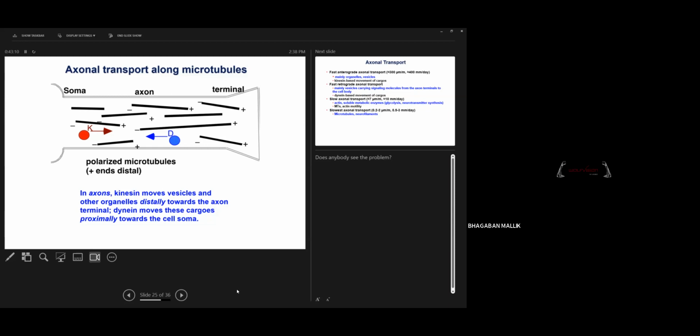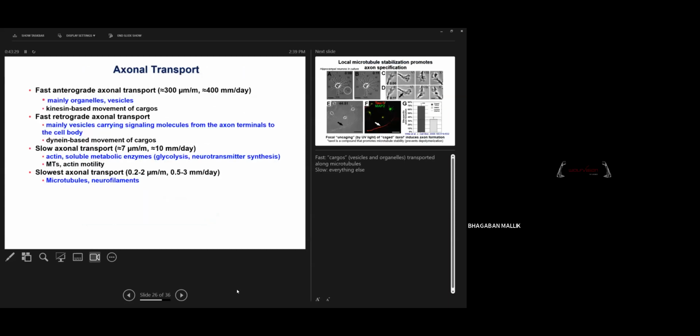Kinesin can move the vesicles, synaptic vesicles or other vesicles, from the cell body toward the axon terminal. But dynein takes cargoes from the terminal to the cell body. That is what I want to highlight. So here are some of the important features of axonal transport. Axonal transport can happen very fast or very slow, depending upon the requirement.